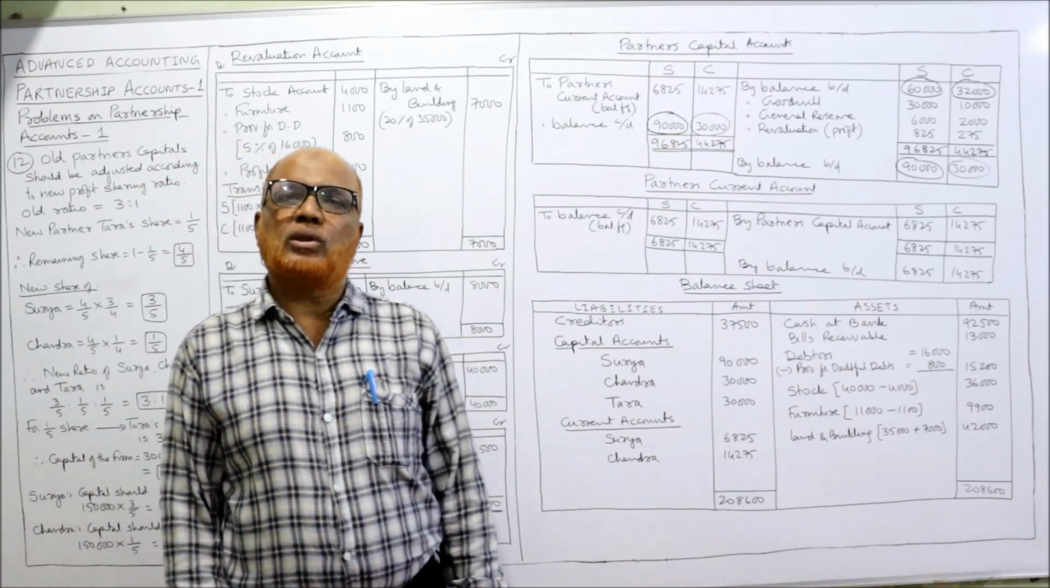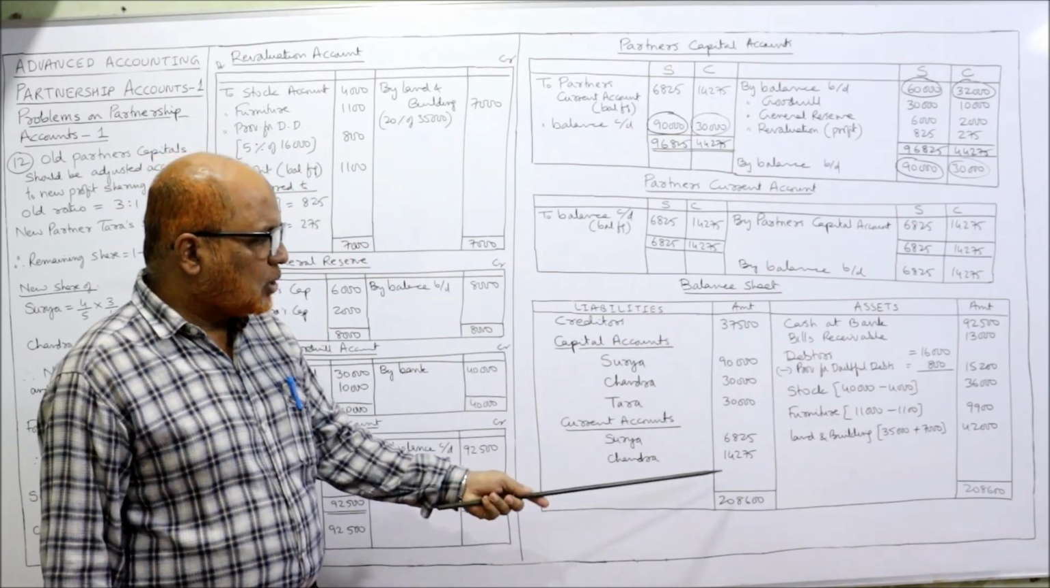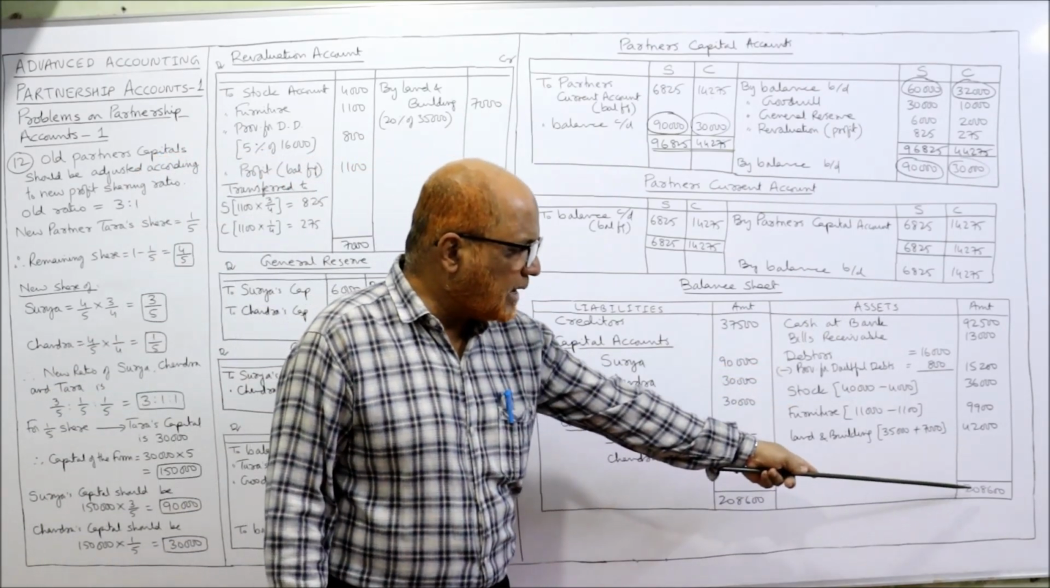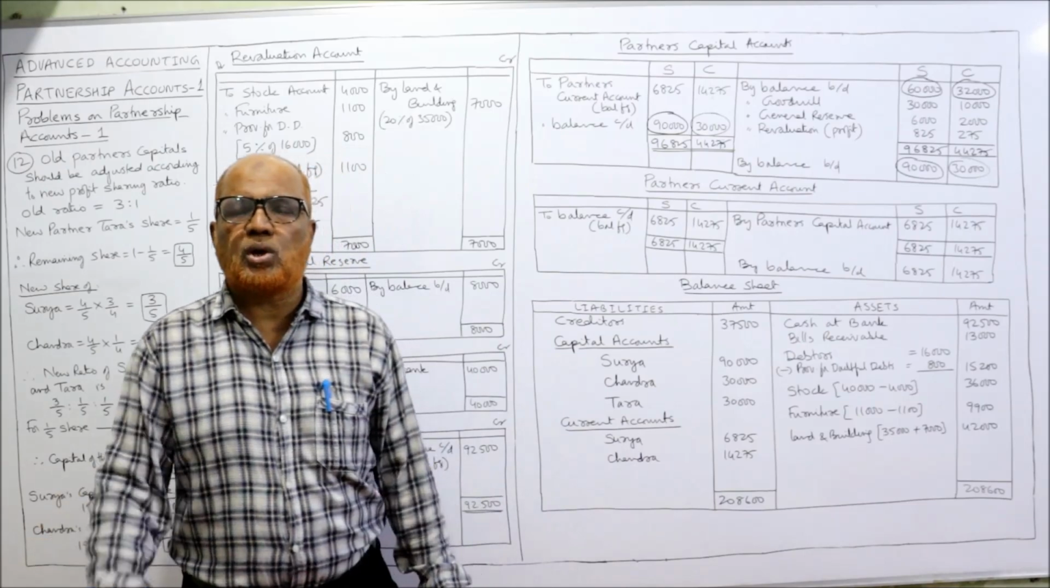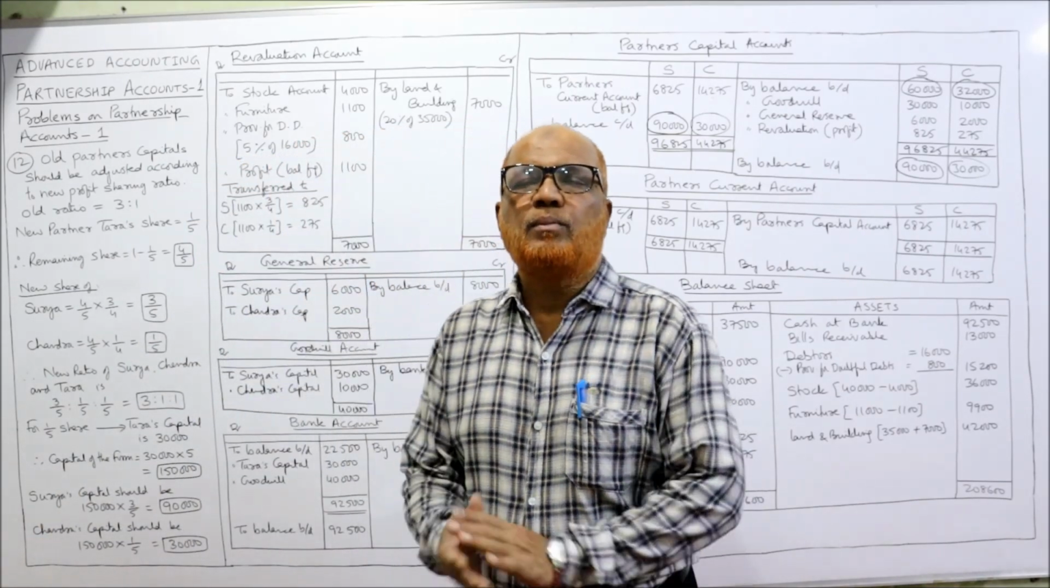Now find out the total of the liabilities and the total of the assets. The liability side total is 2,08,600. The asset side total is 2,08,600. That's all. The balance sheet has tallied. So this is the end of problem number 12.